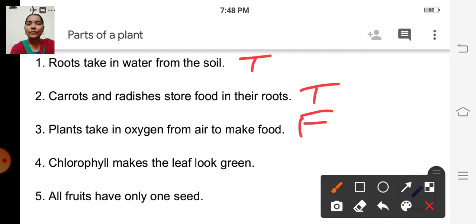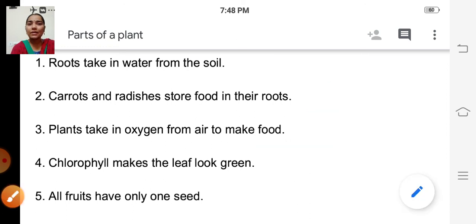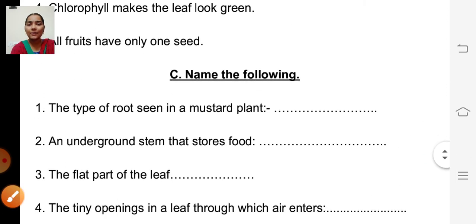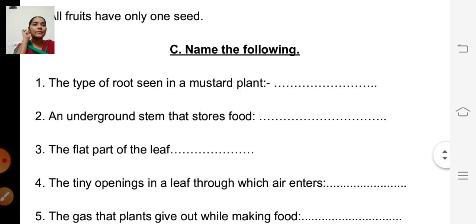Fourth statement, chlorophyll makes the leaf look green. Is it true? Yes, isn't it? Because it gives the green color to the leaves. So chlorophyll makes the leaf look green. Fifth statement, all fruits have only one seed. Is it true? No, isn't it? It is false because some of the fruits have many seeds like watermelon, papaya, pomegranate, isn't it?